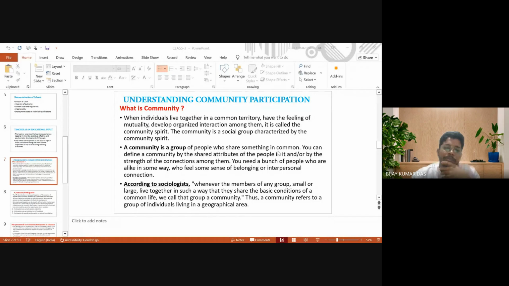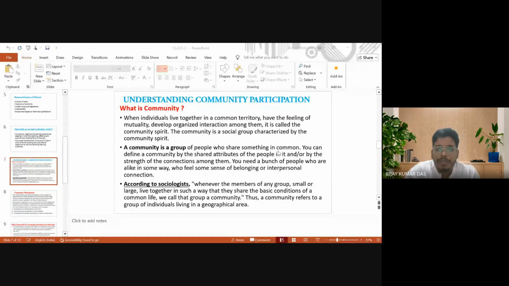Then we'll talk about community participation. Like community, the term participation is also used in different ways. In simple terms, by participation we mean taking part or being involved of people in any meaningful activity, any work, any competition, any program. So the participation should be viewed as a context specific expression based on the degree of involvement of people.